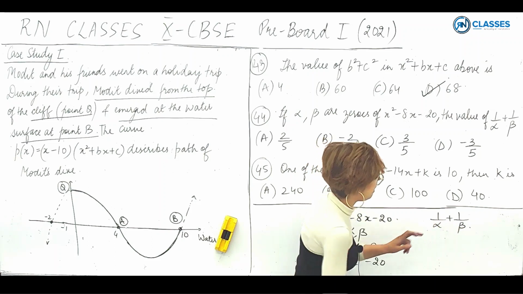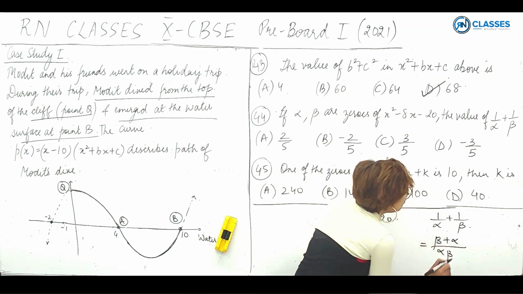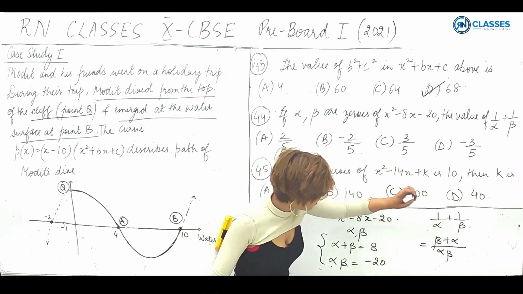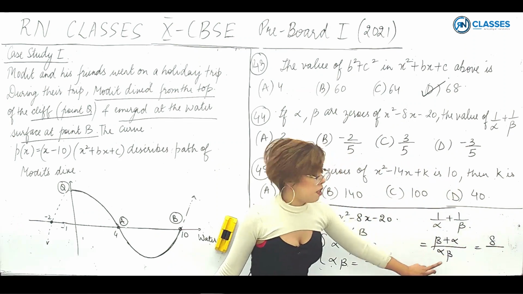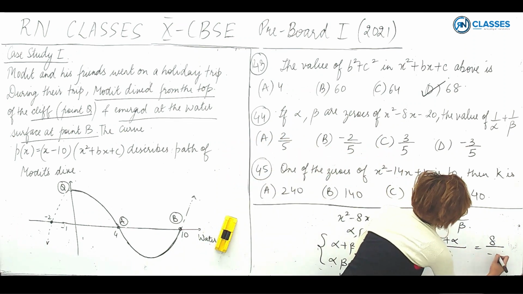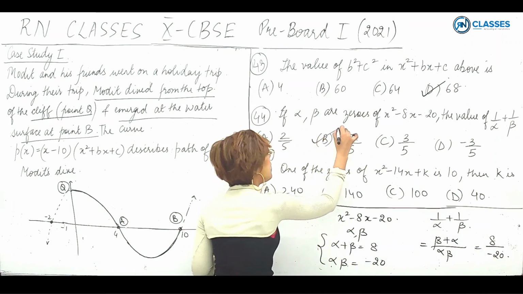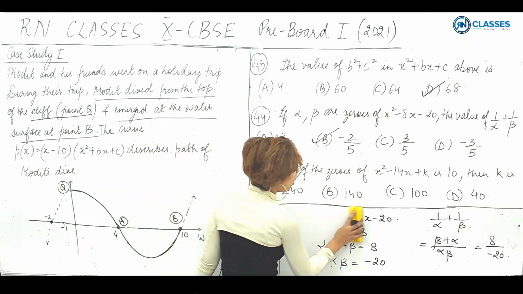Now I can write it here as beta plus alpha divided by alpha beta. Do I know the value of numerator? Yes, which is 8. Substitute it. So 8 divided by. Do I know the value of denominator? Which is minus 20. Substitute it and you'll get the answer as minus 2 by 5. Option B is the correct one. Now on to the next one.